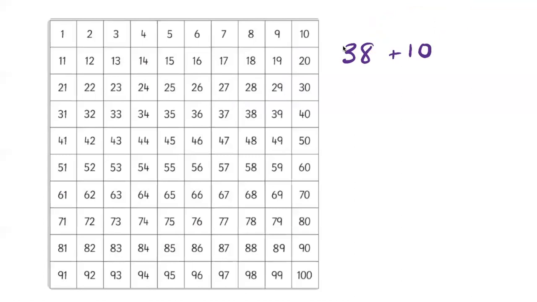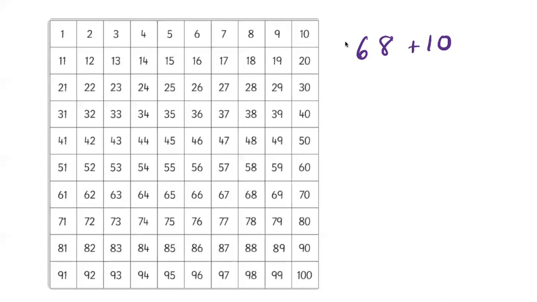Okay, so hopefully when you were doing this, you pointed to 38, that's here, and you then added 10 by going down on the 100 square, one jump, and you got to 48. Okay, let's do another one. You're going to pause the video and have a go at this next question. I want you to do 68 add 10. Find it on the 100 square, move down one, and find out the answer. Pause the video, off you go.